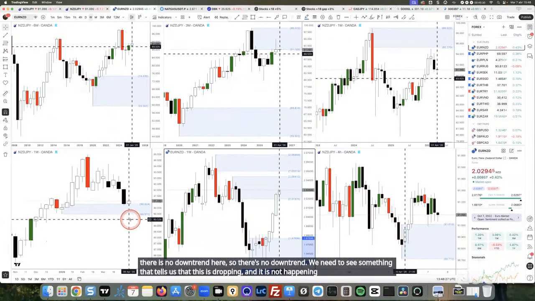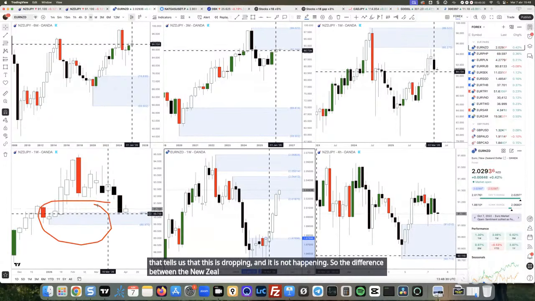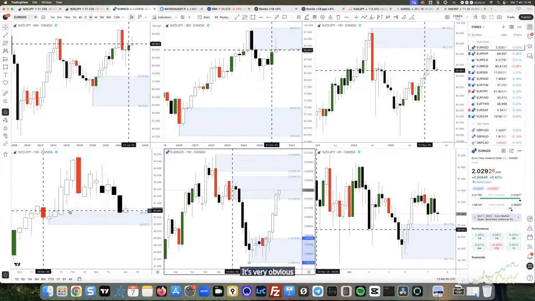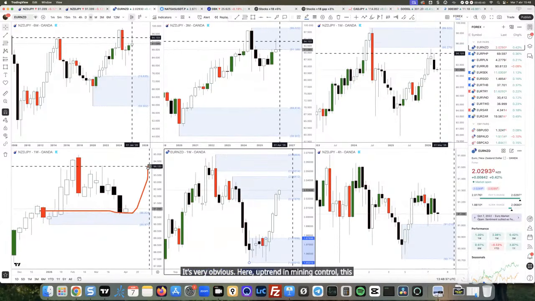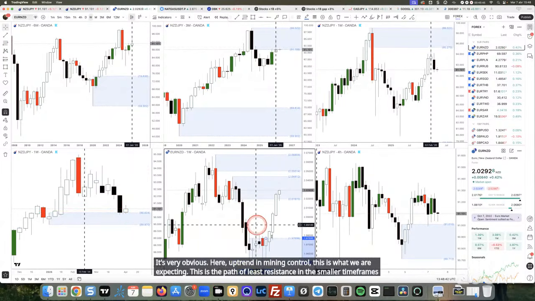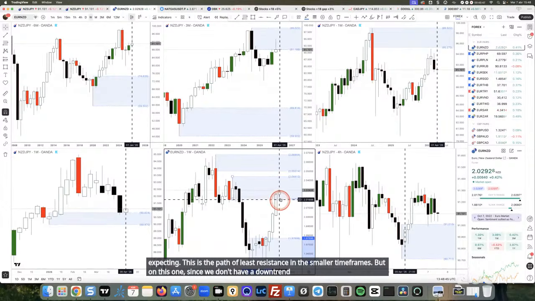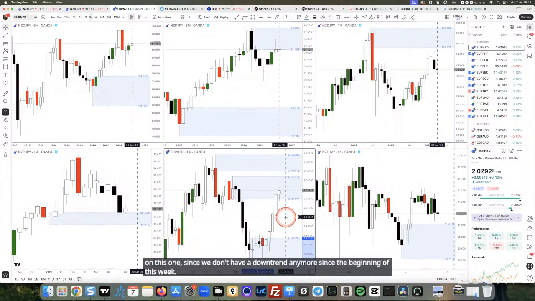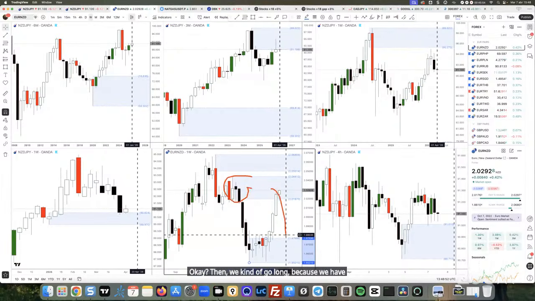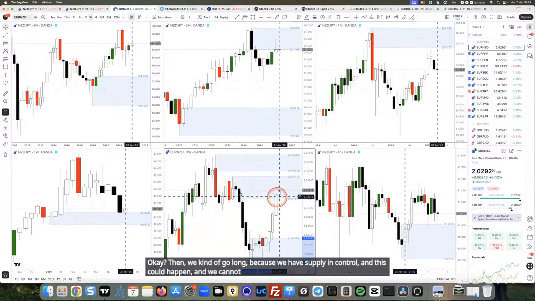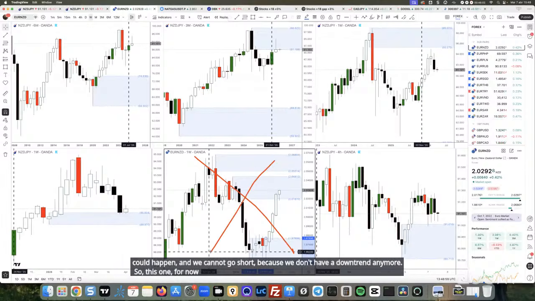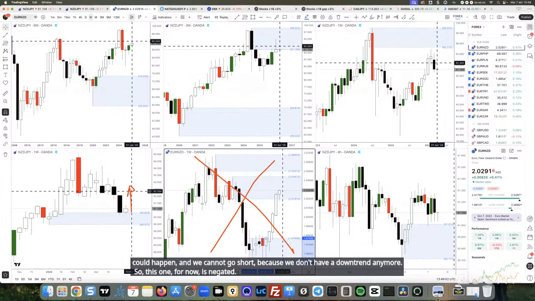So there's no downtrend. We need to see something that tells us that this is dropping, and it is not happening. So the difference between the New Zealand dollar versus the Japanese yen Forex cross pair for swing and intraday trading is very obvious. Here, uptrend, demand in control, this is what we are expecting. This is the path of least resistance in the smaller time frames. But on this one, since we don't have a downtrend anymore since the beginning of this week, we cannot go long because we have supply in control, and this could happen, and we cannot go short because we don't have a downtrend anymore. So this one for now is negated, and this one is allowed.